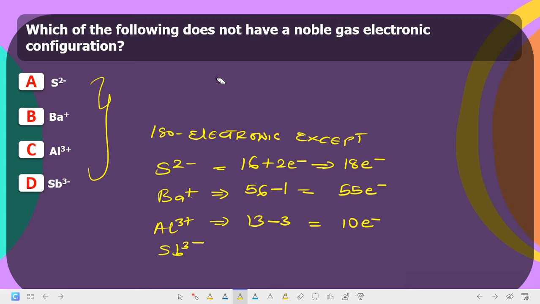However, if an atom gains electrons, it becomes negatively charged. So if it gains 2 electrons, it becomes 2 minus, while if it gains 3 electrons, it becomes 3 minus. If it gains 1, it becomes what? Just minus. Okay?